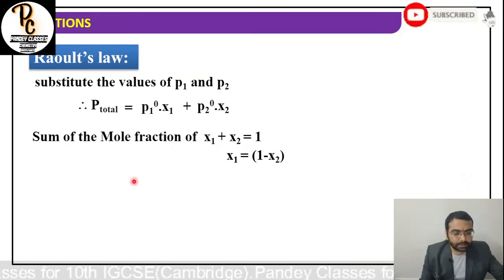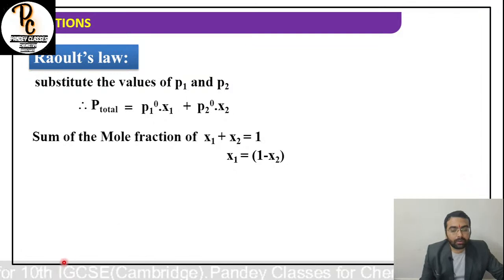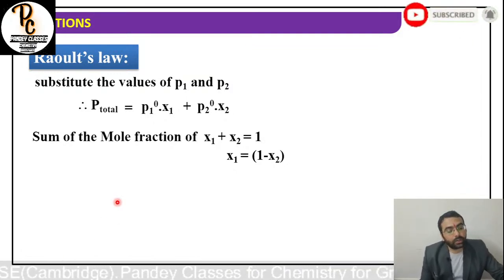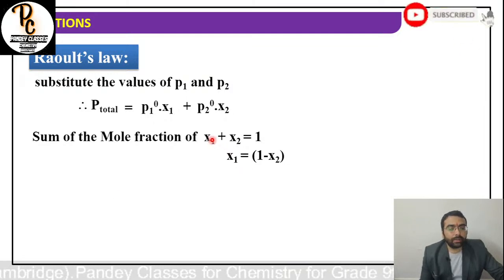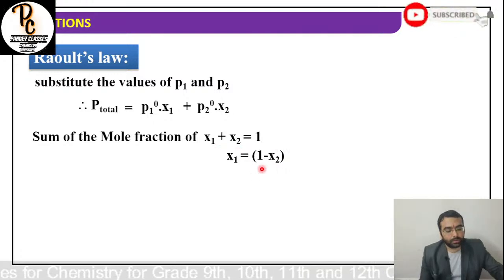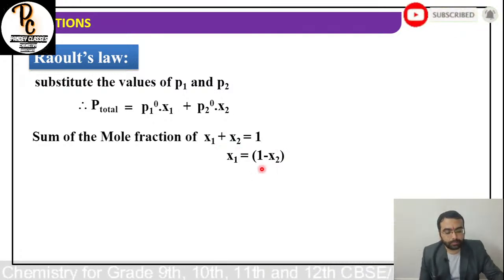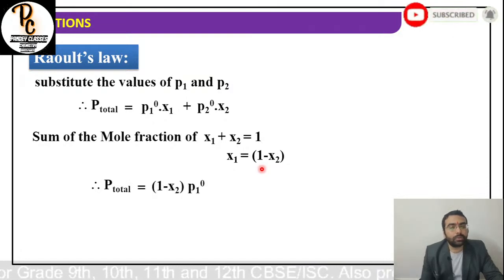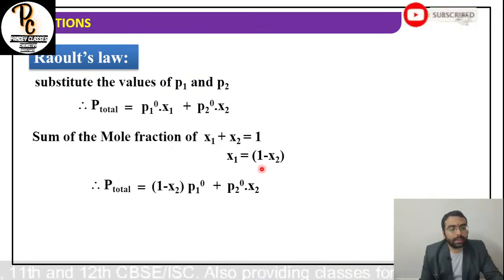How have we written this? We know that the sum of mole fractions of all the components is equal to unity. So simply what we have done is we have transposed chi2 to the right hand side, and here we get chi1 equals 1 minus chi2. Therefore, P total equals (1 minus chi2) P1 naught plus P2 naught into chi2.